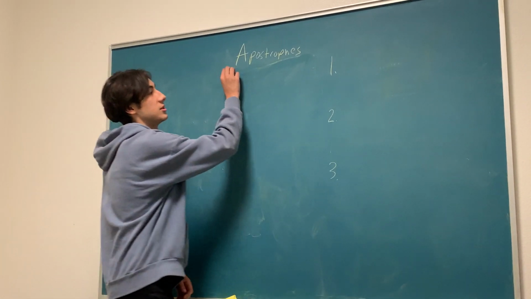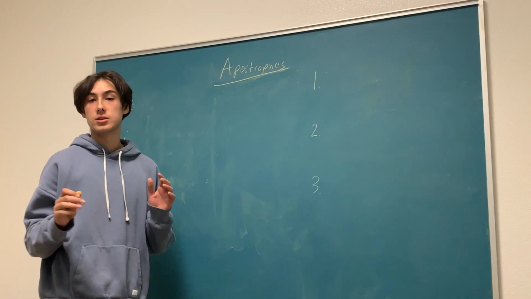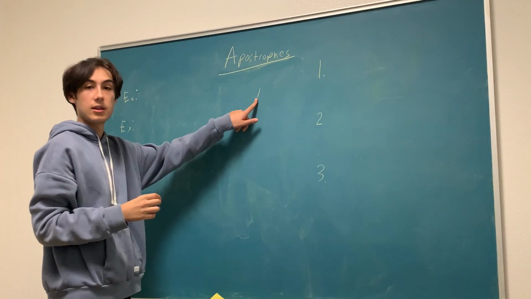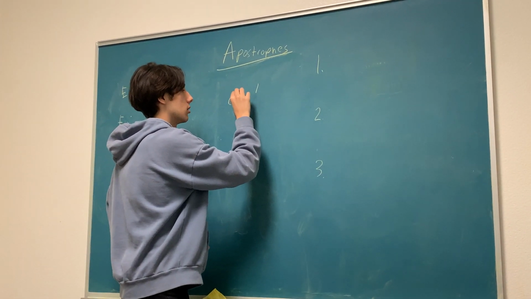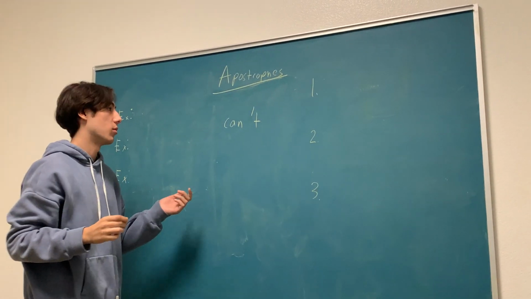Class. Today I'm going to be teaching you guys about apostrophes. And the first thing I think is the most important to clear up is what is an apostrophe. So an apostrophe is a little slant like this, kind of like an upside down comma, which goes on top of a word.